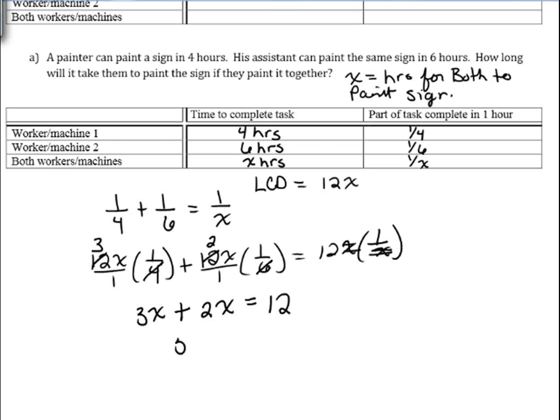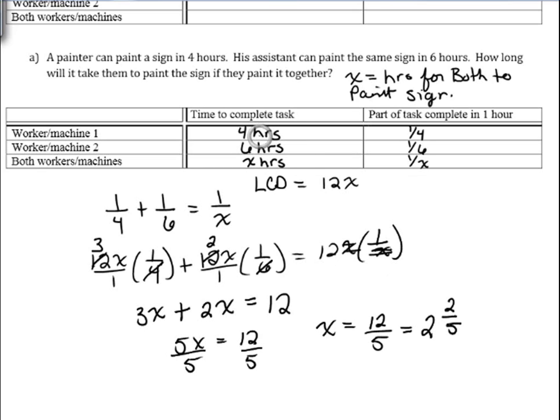3x plus 2x is 5x, equals 12, and then we divide by 5. This gives us x is equal to 12/5. If we put this in decimal form or as a mixed number, 5 goes into 12 twice, and there would be 2 left over. So this as a mixed number would be 2 and 2/5. This is a little bit more useful when you're talking about time.